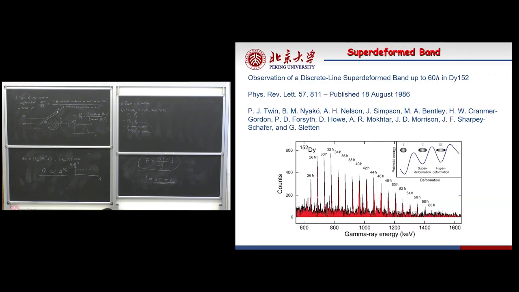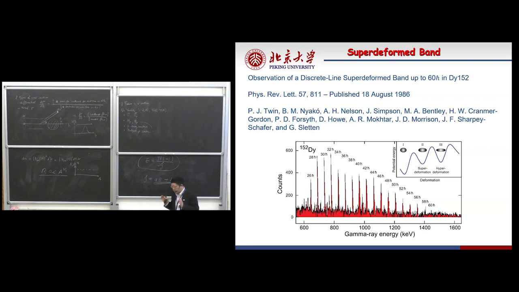And then, if you remember that I mentioned that in the old textbook of Bohr and Mottelson, they mentioned that when the long axis and the short axis of the nucleus have a ratio of 1 to 2 or 2 to 1, in some sense the system could become more stable, or a new magic number will appear, right? So this is exactly how this prediction was observed experimentally.